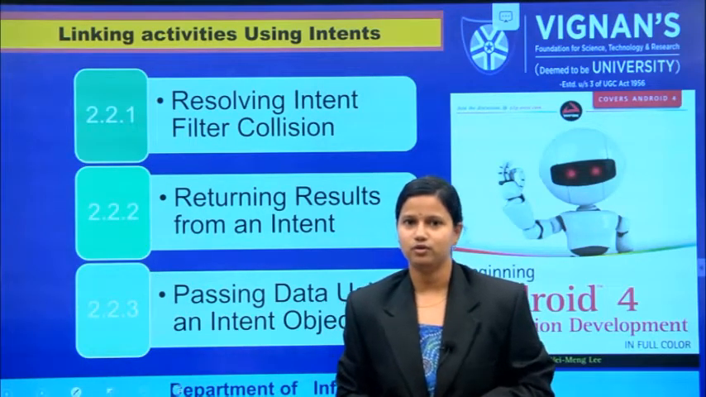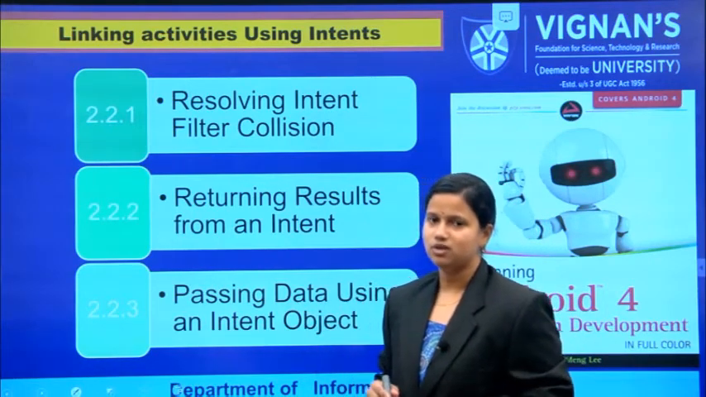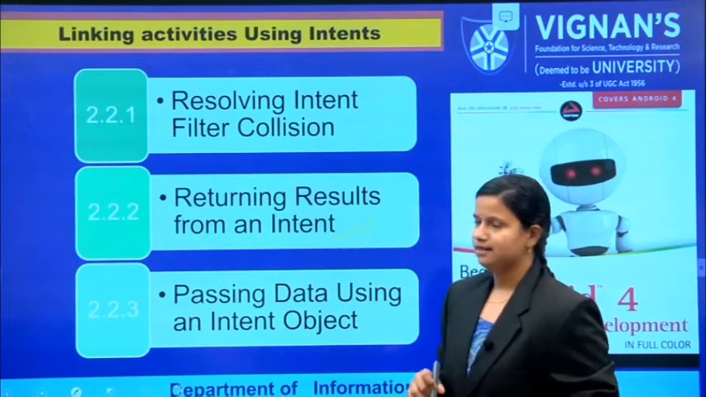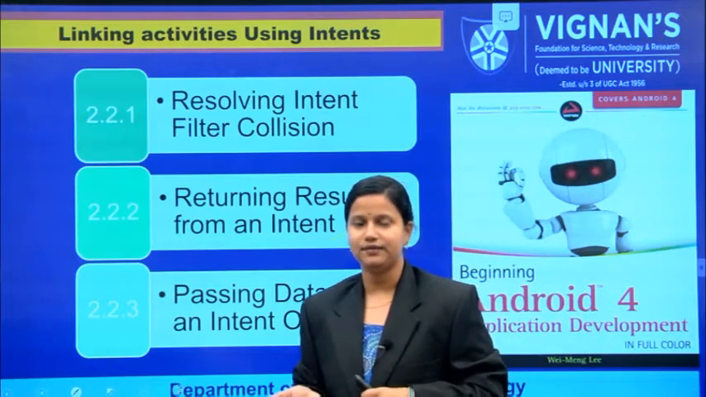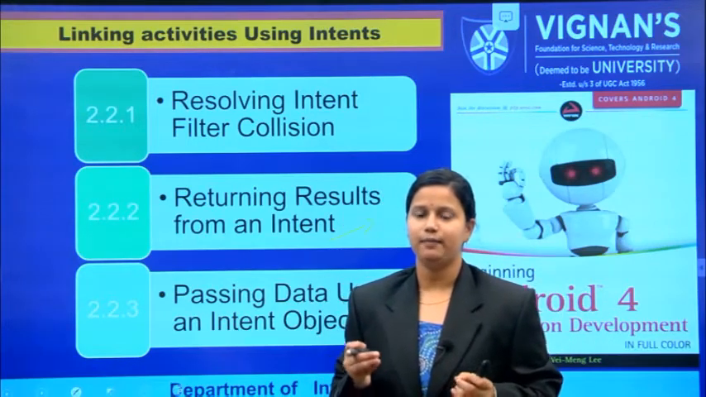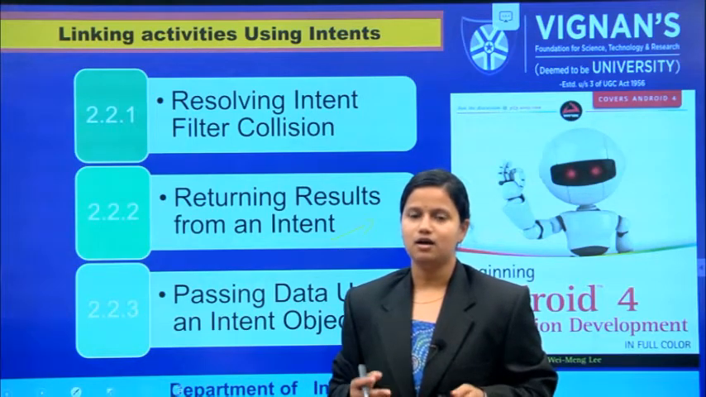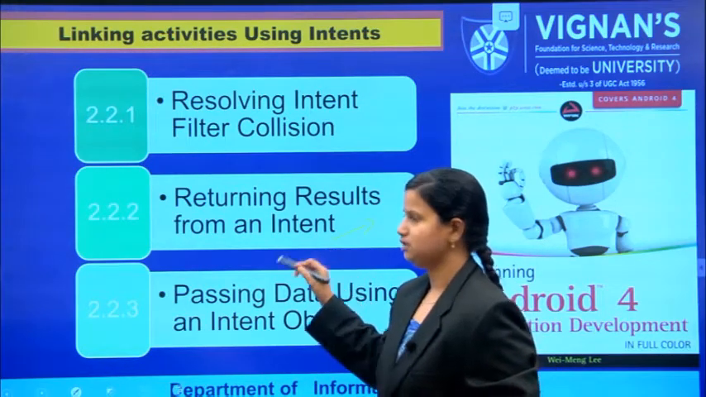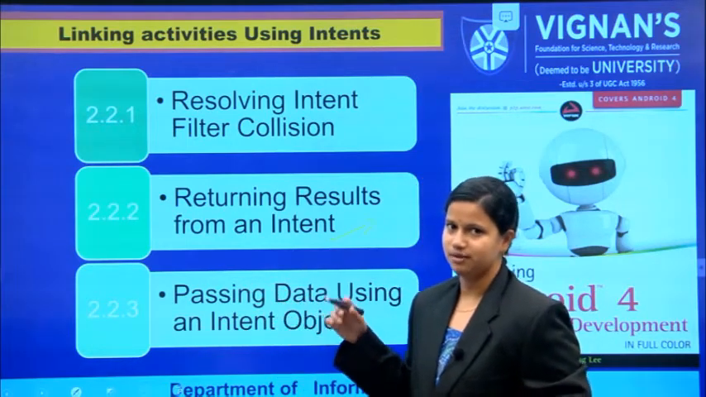The fourth concept in this session is linking of activities. In the previous session we saw returning the results from intents. That means we have to pass information from one activity to another activity. The main concept of intent is navigating from one activity to another, but how do we navigate with information? That is possible by using the startActivityForResult method, as we already discussed.